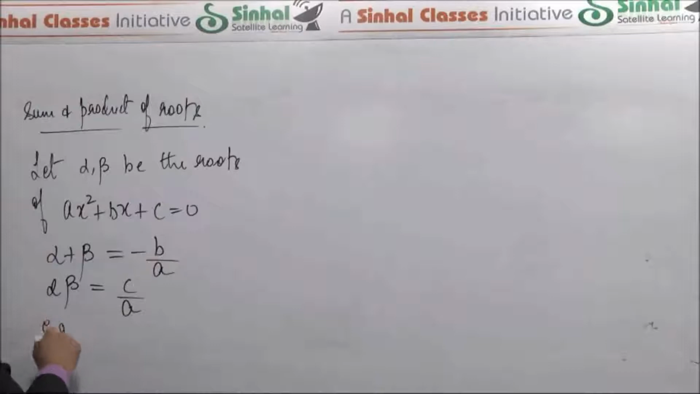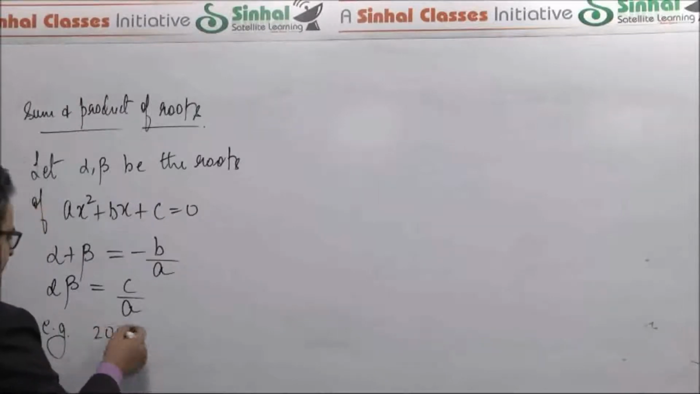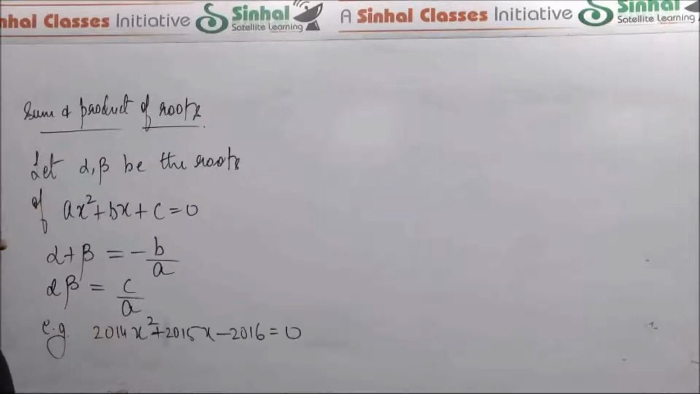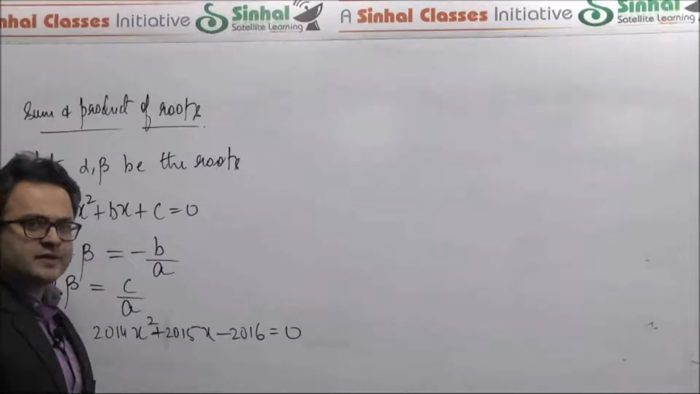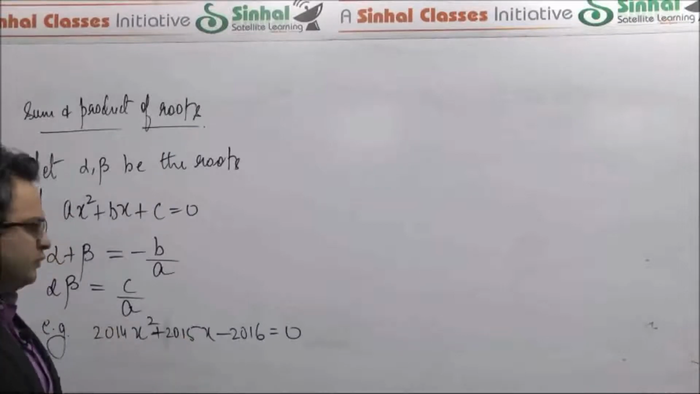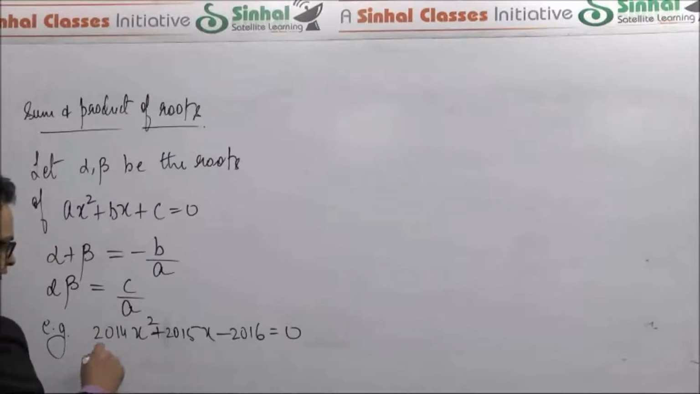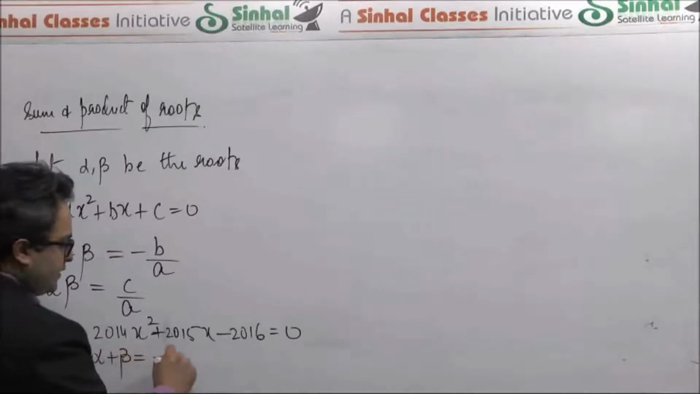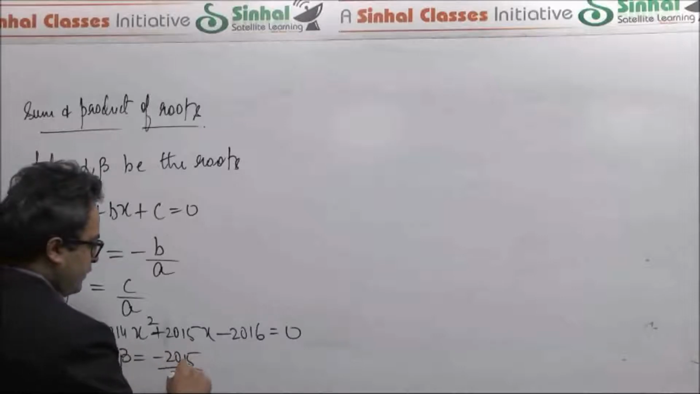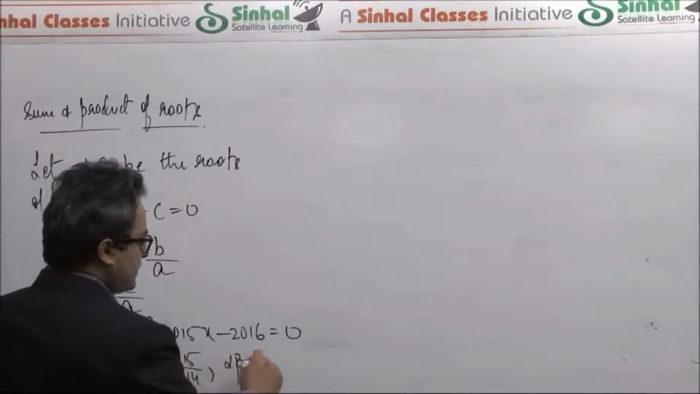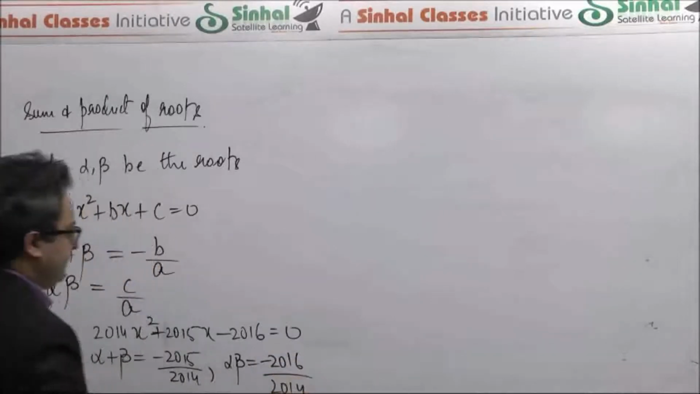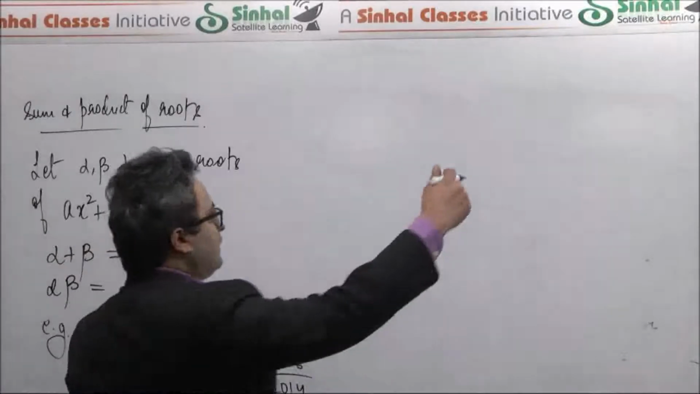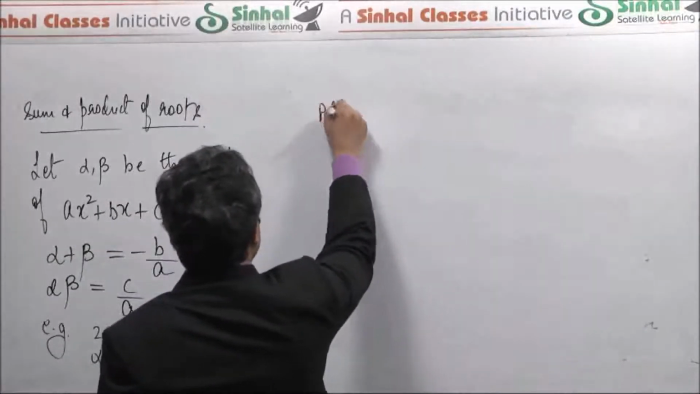As an example, if you have a complicated quadratic equation, something of this form, obviously the roots will turn out to be fairly complicated. But as long as the question is about finding the sum of the roots or the product of the roots, you actually don't have to find the roots. So the sum of the roots will directly be minus 2015 by 2014, and the product of the roots can directly be said to be 2016 upon 2014.